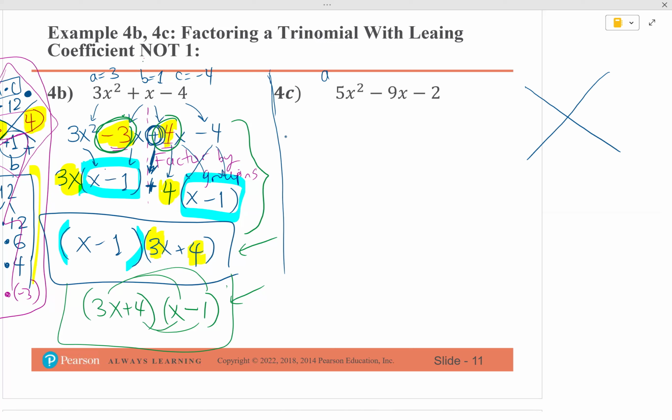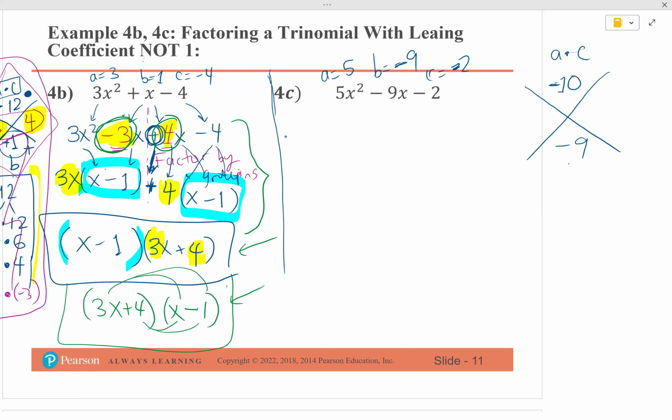A is 5, B is -9, and C is -2. That kind of helps me to think about that too. On the top, I'm going to put A times C. A was 5, C was -2. 5 times -2 is -10. Okay, good stuff. And now I've got my middle term, -9. Oh yeah, that goes down here.